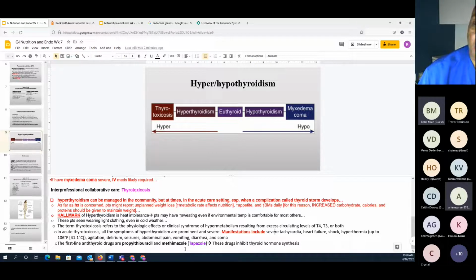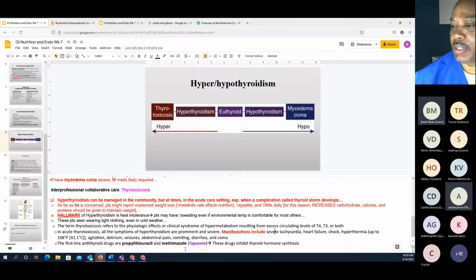The thyroid gland is underperforming severely. All right, so you have the cold intolerance. Also, whereas you have diarrhea in hyperthyroidism, you're going to have constipation in hypothyroidism. So it's just the opposite, and that's the easiest way to look at that.